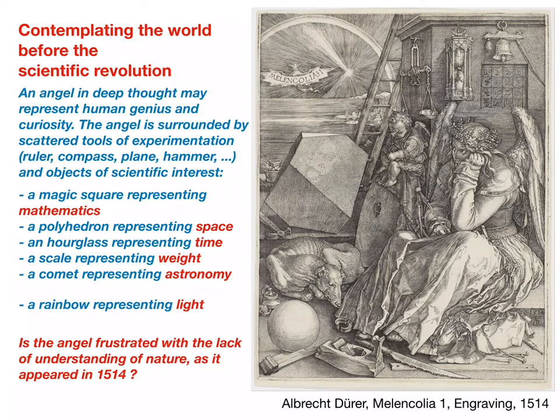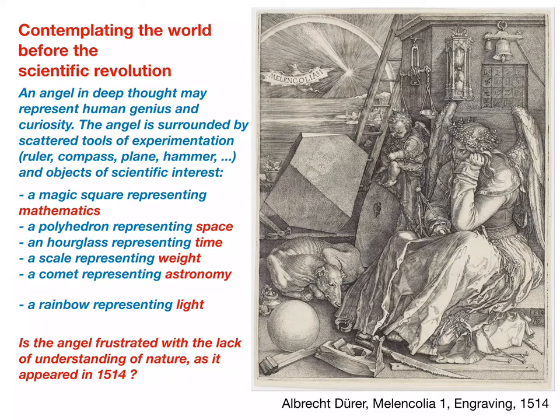A magic square behind the angel on the wall may represent mathematics. A polyhedron may represent space. An hourglass above the angel may be representing time. A scale can be seen that may represent weight. A comet can be identified underneath the rainbow in the background. The comet may represent astronomy, and the rainbow itself may represent the wonders of light.